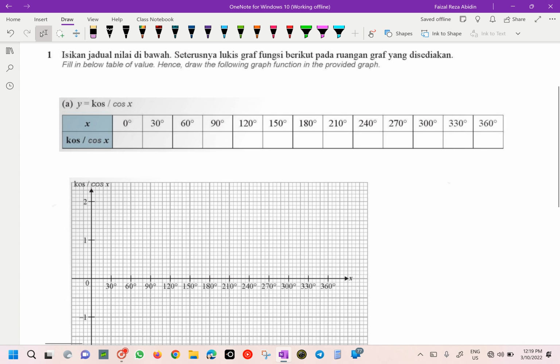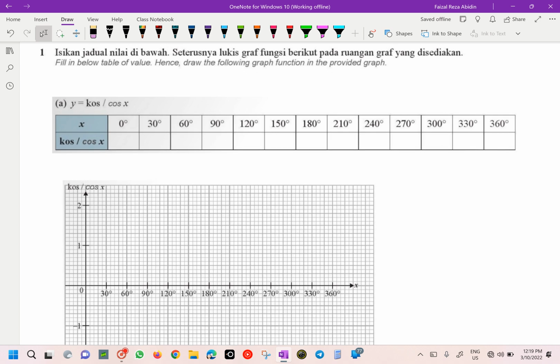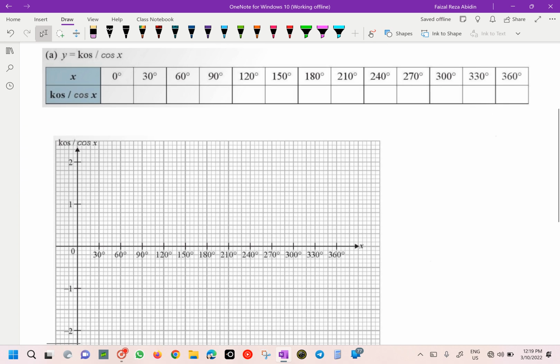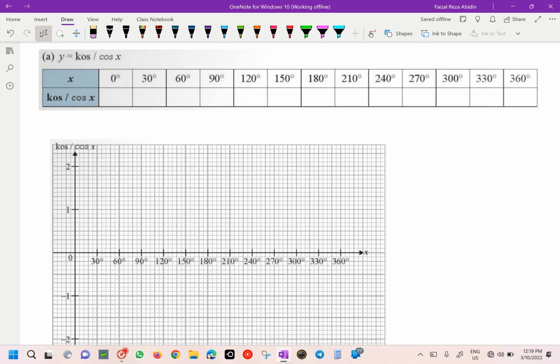Fill in the below table of values, hence draw the following graph function in the provided graph. Okay, so what we are going to do here, we are going to find the values in our table by using your calculator. Use your calculator to find the value here. Okay. 0 degree. So by using your cos 0, what do you get? 1. Okay, we are going to get 1 over here.